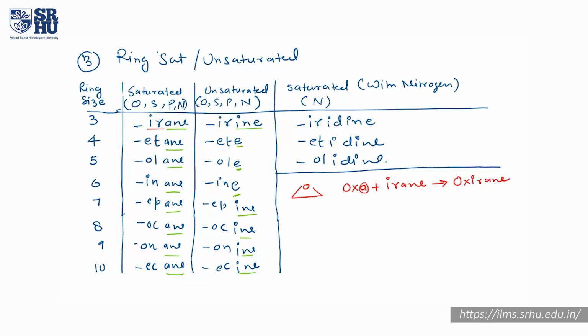Now let us see, we have an oxygen 3-membered ring, but with a double bond, so it is unsaturated. For oxygen you will use oxa, but because it is unsaturated you will use irene, and hence the A will be removed and the name will be oxirene.